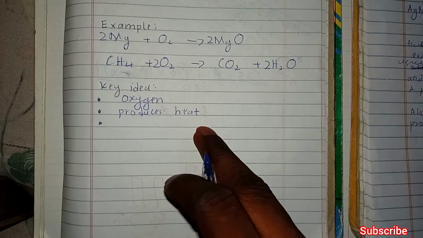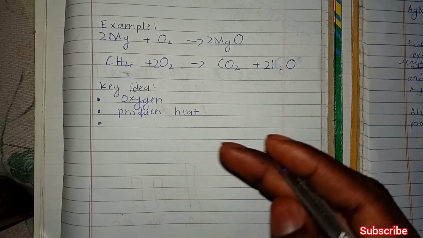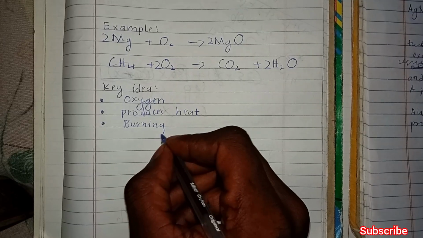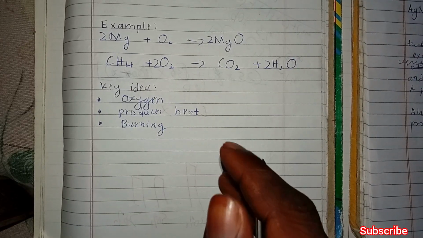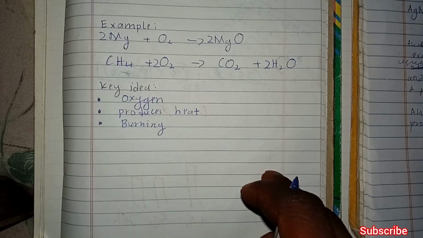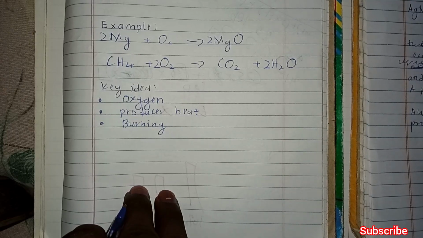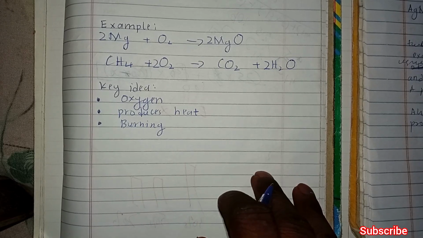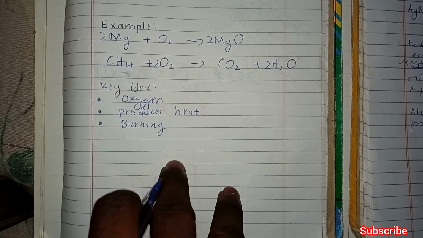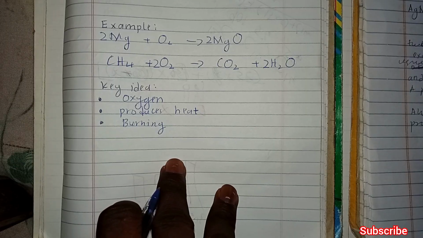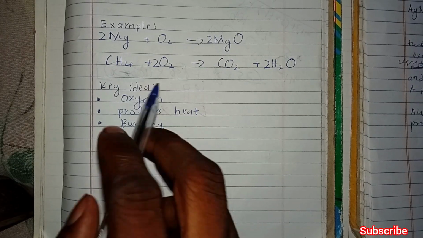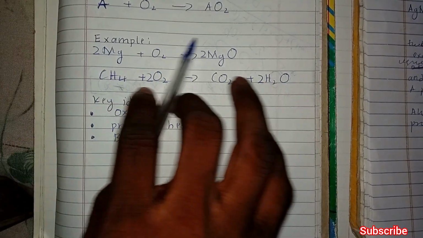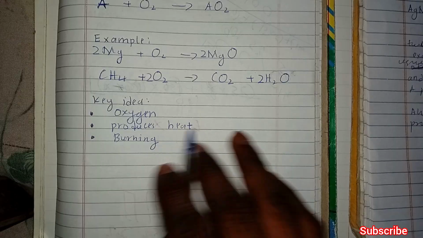And one thing you should also notice is that anytime you hear burning, the first thing that should come to your mind is combustion reaction, because we need oxygen for burning. Oxygen is needed for burning. So if I say magnesium is burnt, the first thing that should come to your mind is what? Combustion reaction. We are talking about this reaction. So very, very simple.